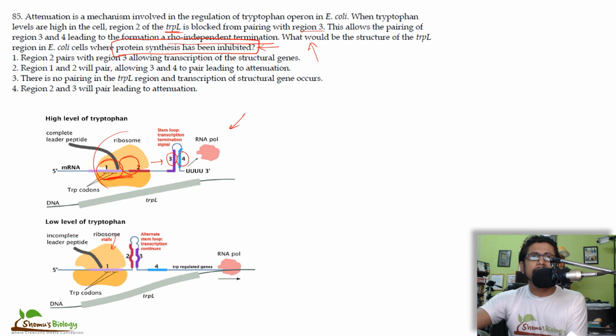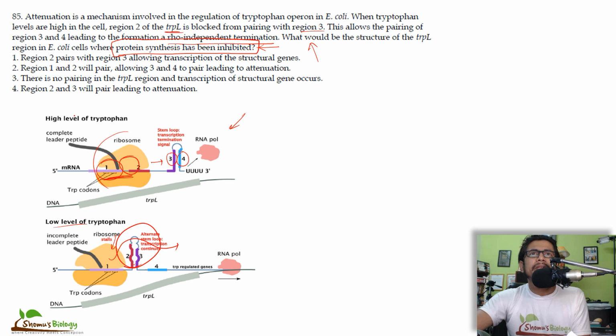So in the low level of tryptophan, the ribosome stalls in the leader peptide sequence, region 1. As a result of the stalling, 2 and 3 become free. 2 and 3 also have complementary pairing, so they pair with each other. So 2 and 3 is not a terminator, it's an anti-terminator loop. So the synthesis of protein can continue over the loop as well. It can dissociate the loop and continue with the translation.